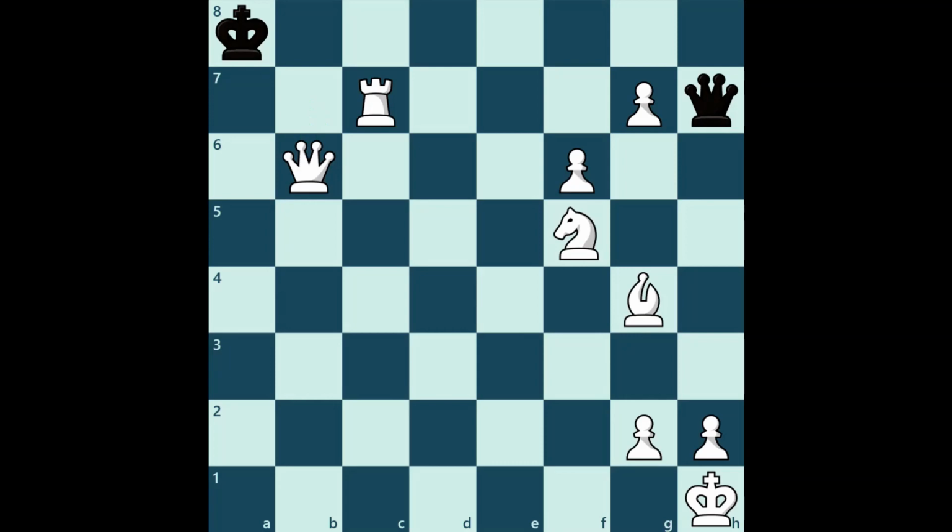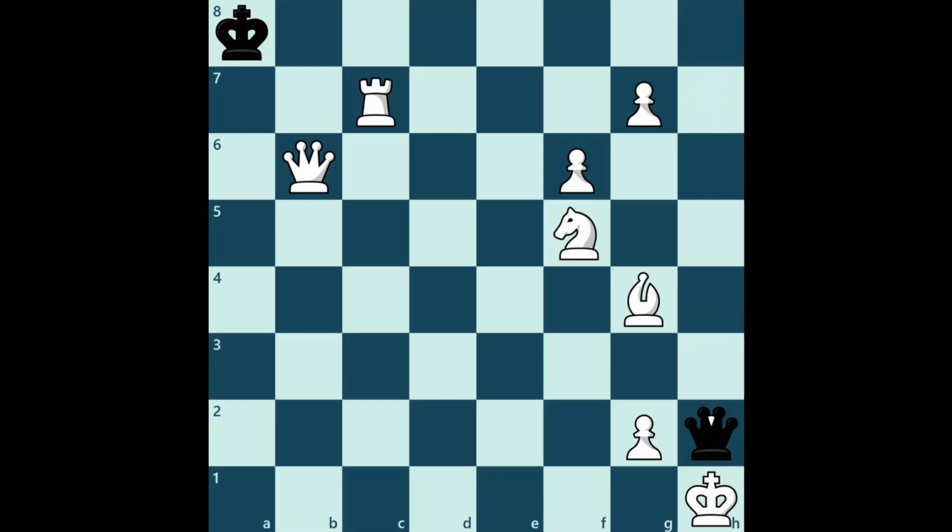Notice that since black's king does not have any legal moves, if black's queen disappeared from the board, it would be a stalemate if it were black to move. In this position, can you find a way to make black's queen disappear and create a stalemate?